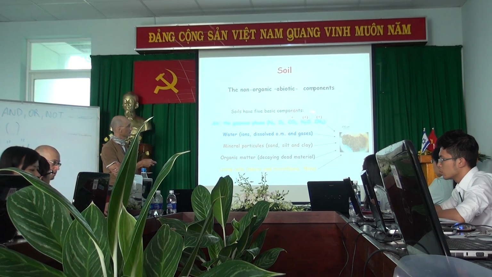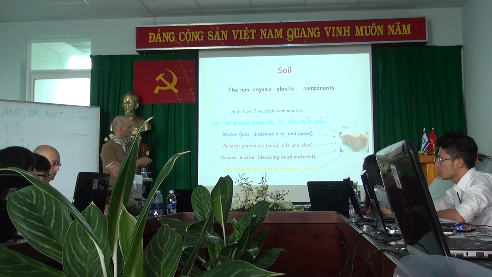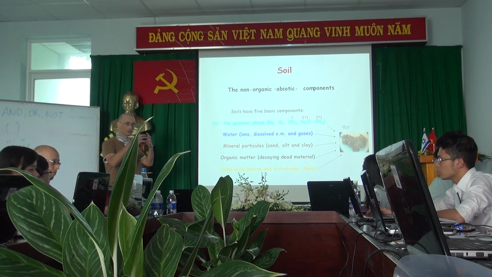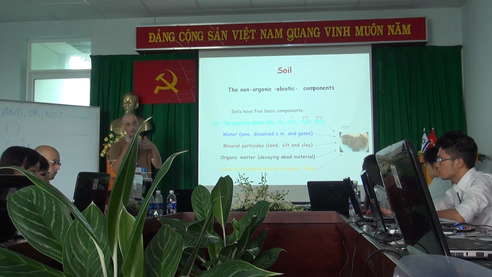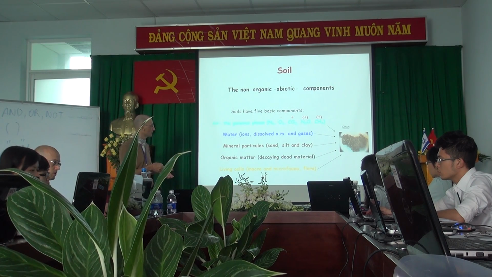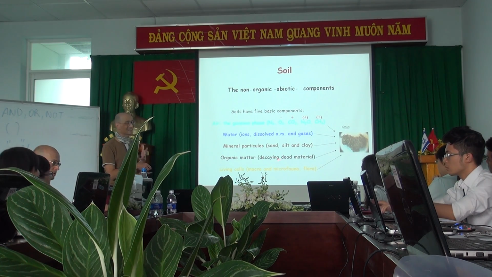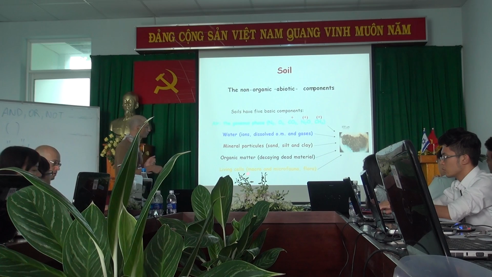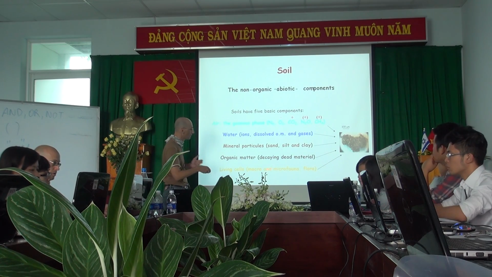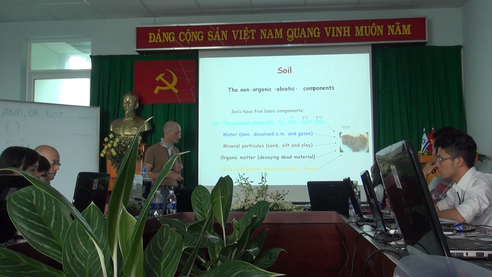So there are five basic components: the air, the gaseous phase with different gases, and the water. The water and the air actually fill up the pores of the soil, and this changes very rapidly upon wetting and drying. Then the mineral particles: the sand, the silt, and the clay. The organic matter, which is decaying dead material, and of course the living cells, the macroorganisms and the microorganisms as well.